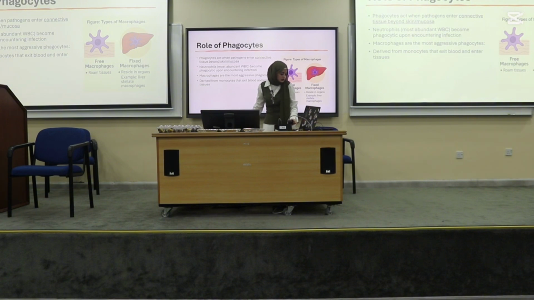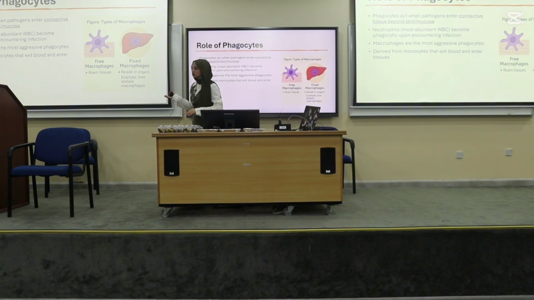Role of phagocytes. When do they mainly act? They act when pathogens enter connective tissue beyond skin and mucosa, so basically when they breach the first line of defense. The most aggressive phagocytes are macrophages. Whenever you have an infection, if you want to know if it's acute or chronic, you look at the complete blood count. If you see the neutrophils are high, that means acute. If you see macrophages, that means chronic.